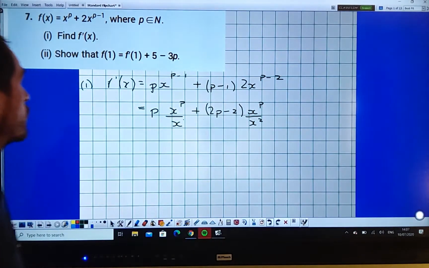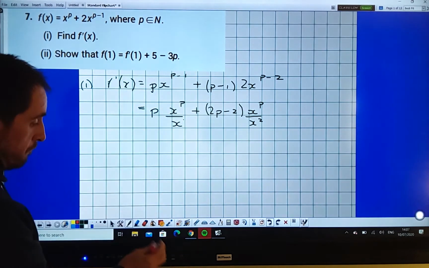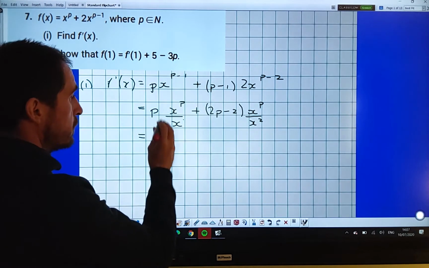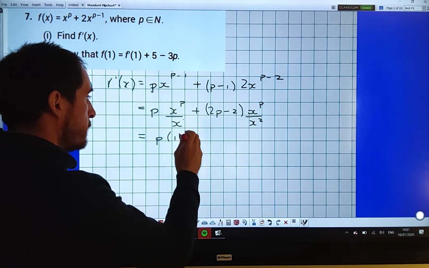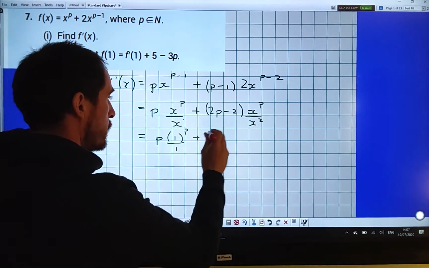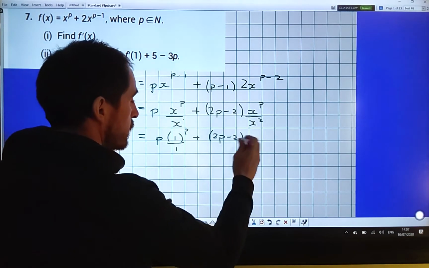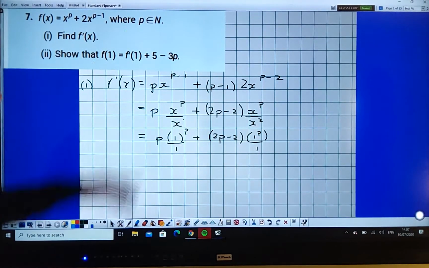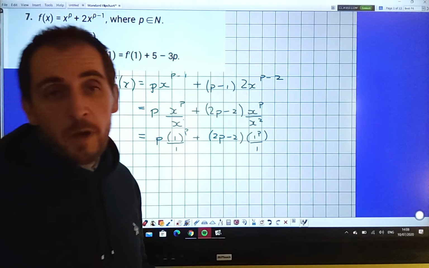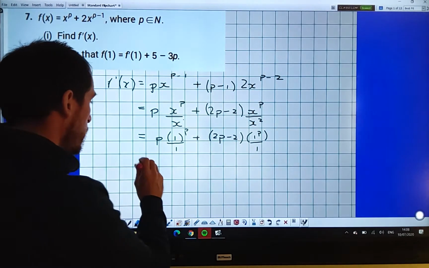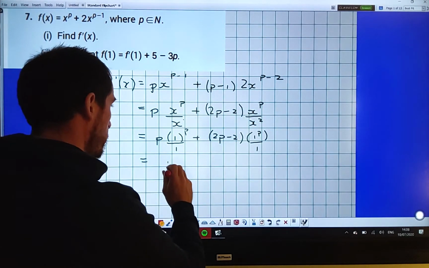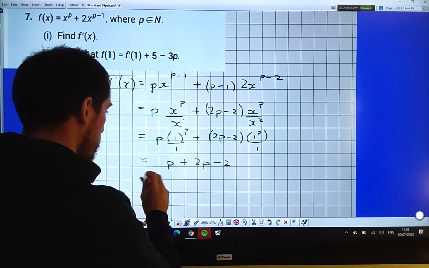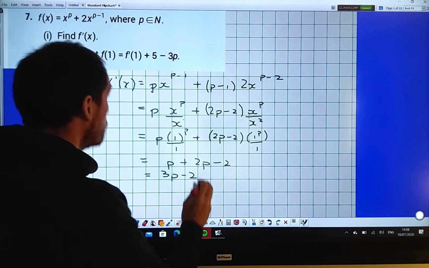Now let's look at it. So now I want to get f dash 1. So I'm going to put 1 in instead of x. If I put 1 in instead of x, that's going to be equal to p times 1 to the power of p over 1, plus 2p minus 2 times 1 to the power of p all over 1. Now, anything to the power of p, because p is a natural number, so 1 to the power of a natural number is going to be equal to 1. So therefore what I get is p plus 2p minus 2, which is equal to 3p minus 2.